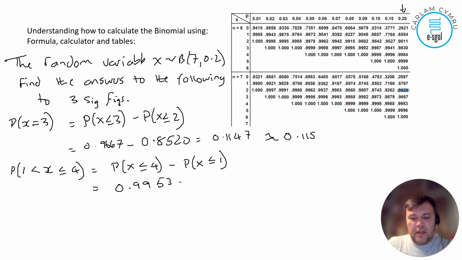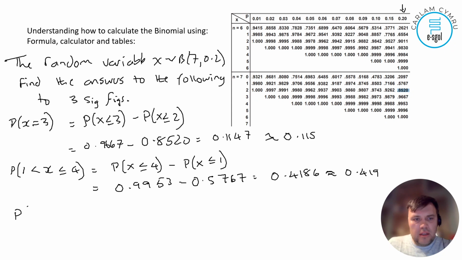9953 minus 0.5, and then that is 767, and that would give you a value of 0.4186, which is approximately 0.419, which is 41.9%. You're not really going to see that one. This is another one that you will see.